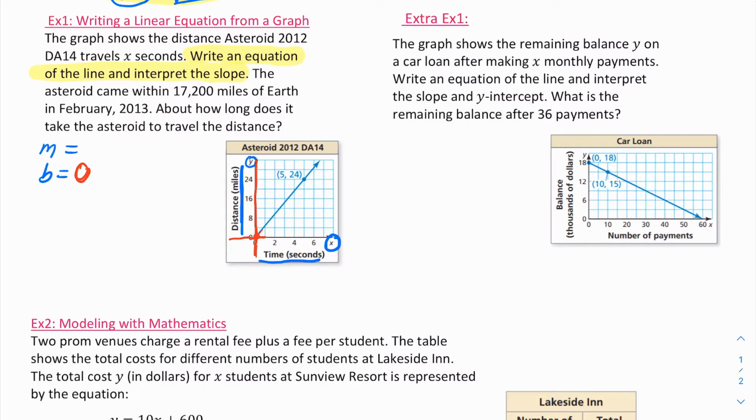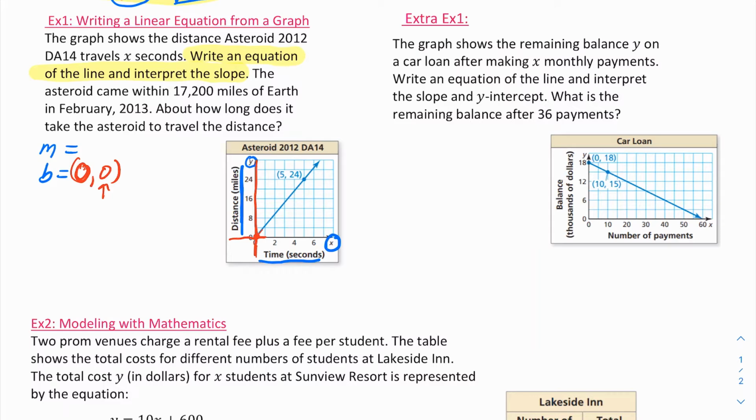It's a linear function, but it doesn't go negatively. You can't go negatively into time, or distance for that matter. So distance and time cannot be negative. So we start at (0, 0). That's where the time is 0, which means we haven't started yet, and the distance is 0 because it hasn't traveled anywhere yet. So b is that number.